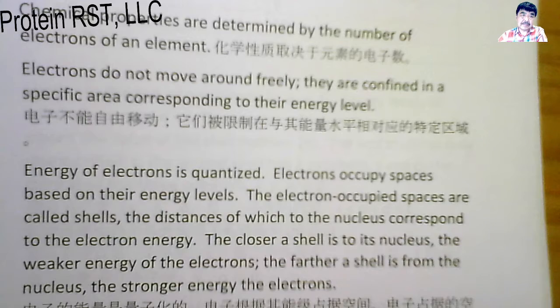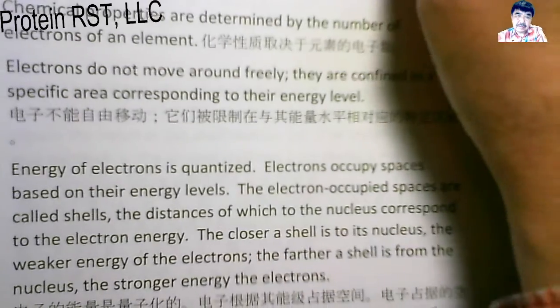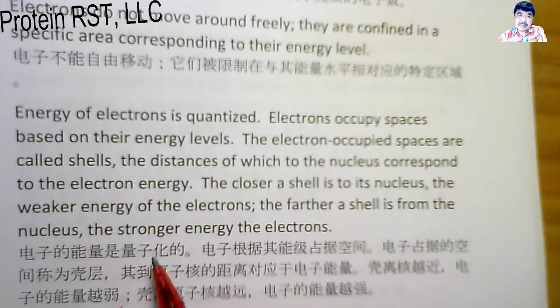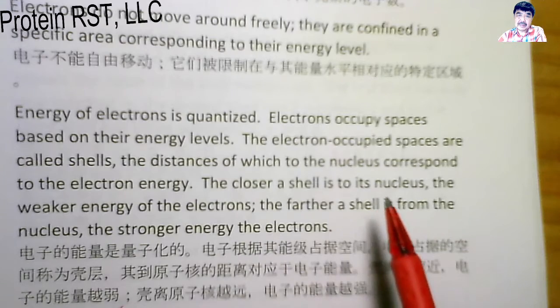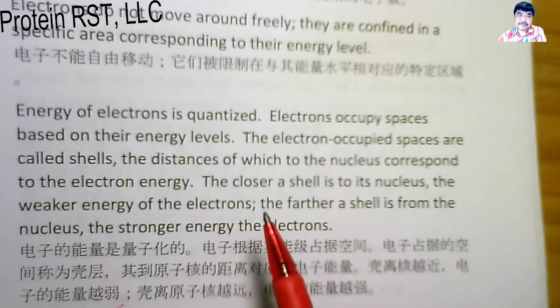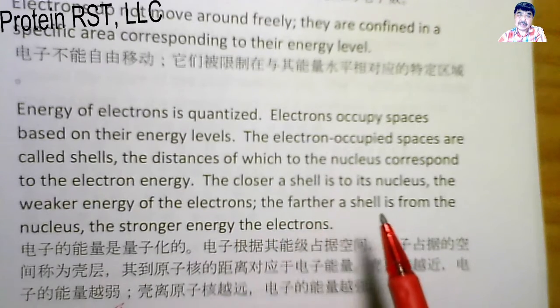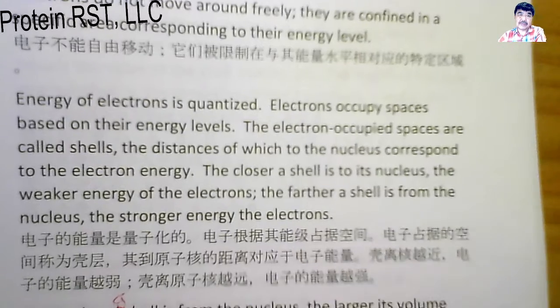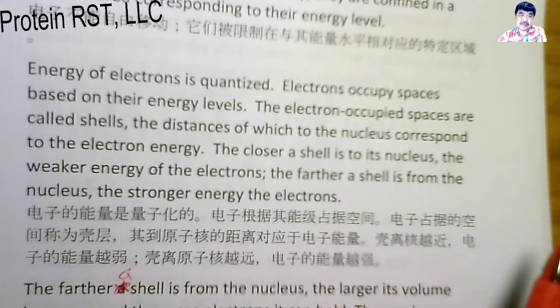Electrons occupy spaces based on their energy level. The electron-occupied spaces are called shells. The distance of the shells to the nucleus corresponds to the electron energy level. The closer the shell is to its nucleus, the weaker the energy of the electrons. The farther a shell is from the nucleus, the stronger the energy of the electrons.